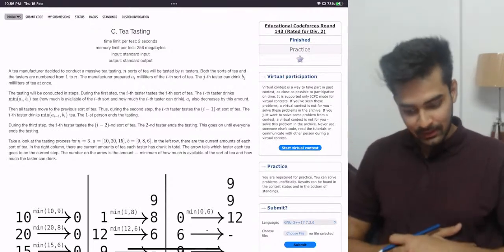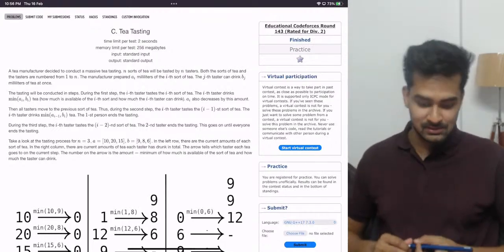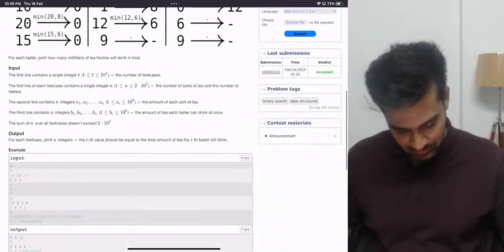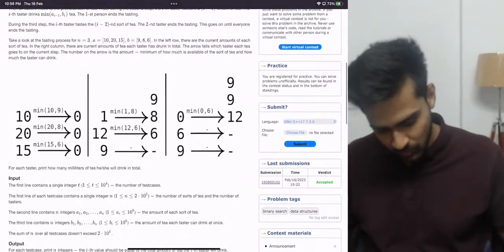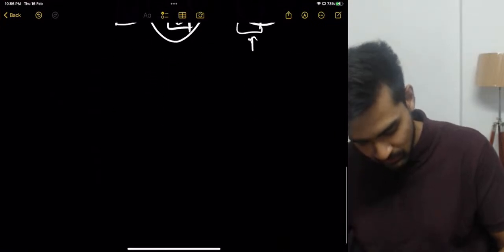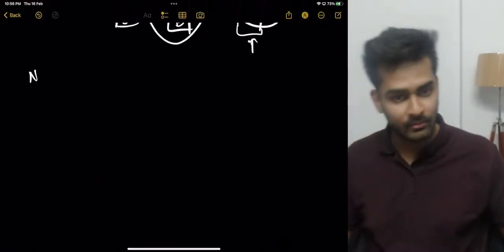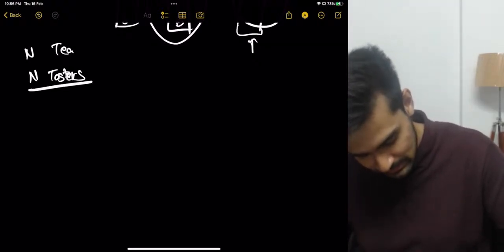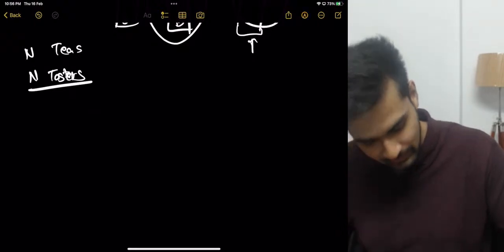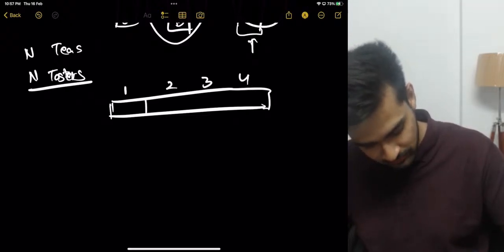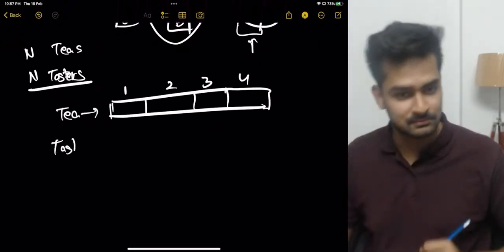The tasting will be conducted in steps. During the first step, the ith taster tastes the ith sort of tea. Basically, let me go to this document. What we have is N tasters and N teas. Right now, let's say we had first tea, second tea, third tea, fourth tea. Let's say we only had 4 teas. So these are teas, and then we have tasters: first taster, second taster, third taster.